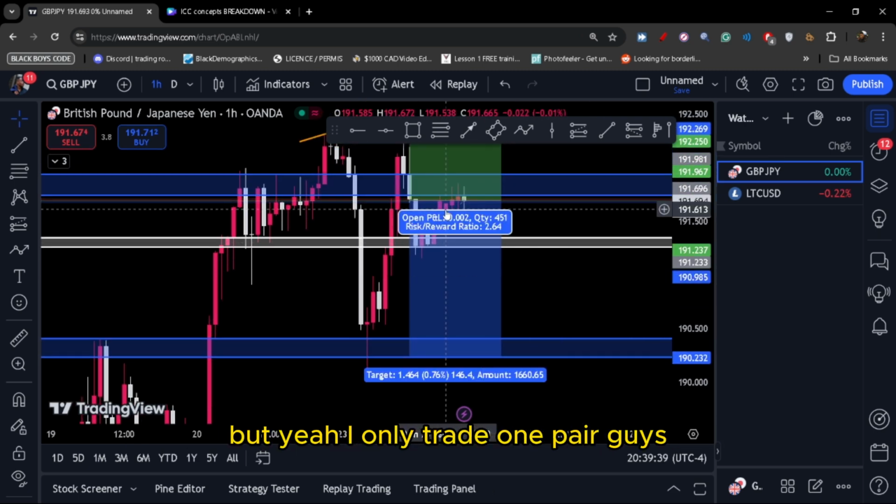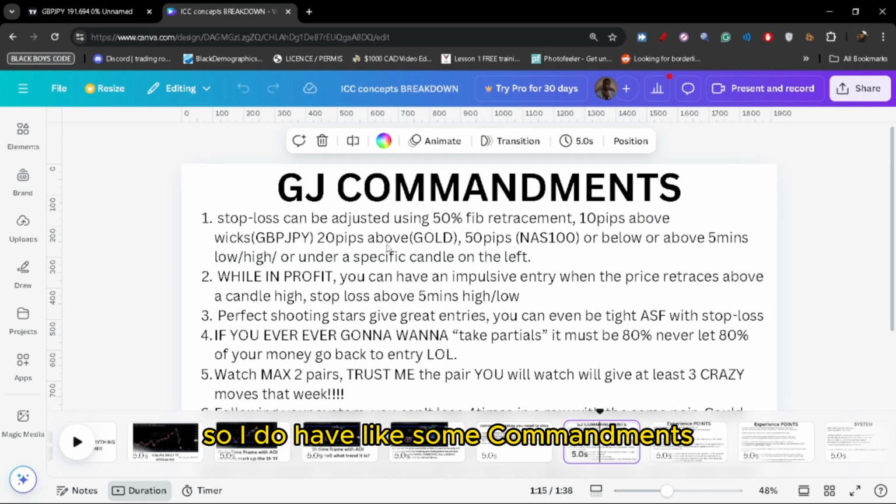But yeah, I only trade 1 pair, guys, GJ, and as time goes on, I'll probably add 1 more pair, but for now it's going to be GJ, right? I do have some commandments, or I would say some patterns I have seen play out every single time with GJ, that I'm still going to update in this ebook. So stay tuned for that.